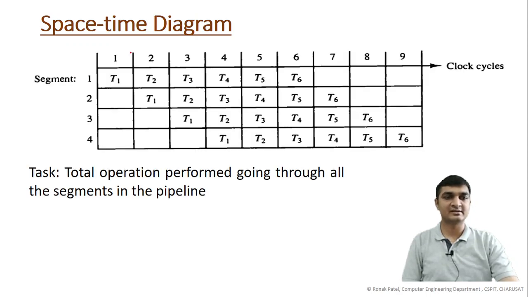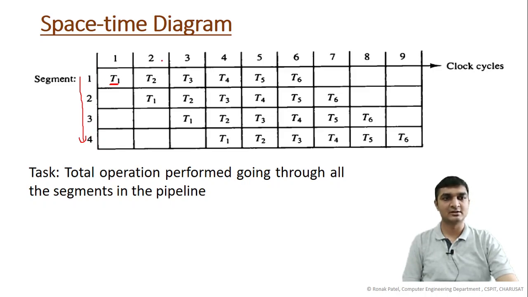Now this is a space-time diagram, right? In the space-time diagram, this horizontal axis is the clock cycle, right? So it will indicate where your task is or how that task goes through, and this axis indicates your segment. So this is a 4-segment pipeline, and we have 6 tasks to complete, and each task will pass through 4 segments, right? So in the first clock pulse, task T1 is in the first segment.